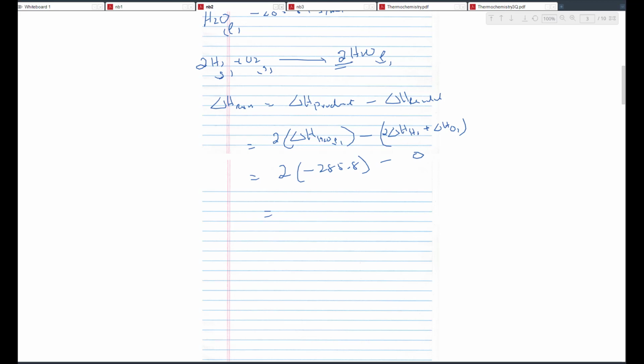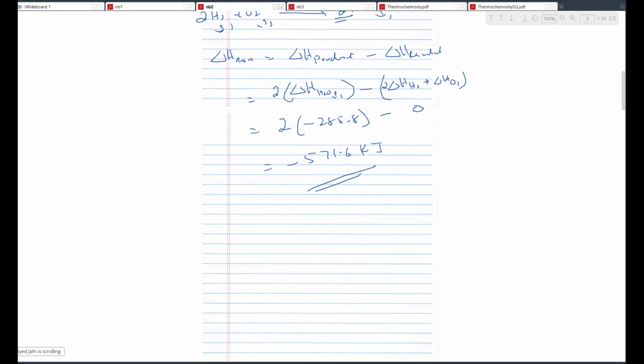Now calculate it. The answer is negative 571.6 kilojoules. Yes, you have the answer. Remember, even if they don't give you the enthalpy of formation for a free element like H2, O2, N2, they are all going to be 0.